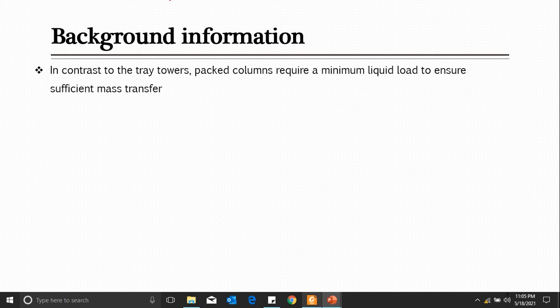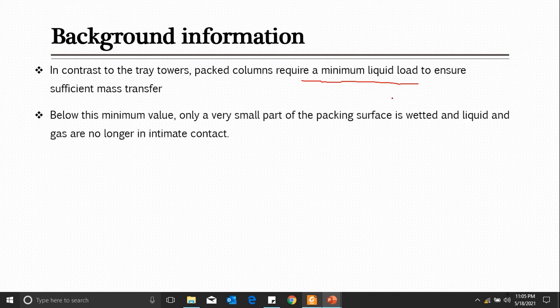When we look at these packed columns, in contrast to the tray towers, you will see that inside the packed column there is a requirement of minimum liquid load, or minimum liquid flow rate, that should always be there. The reason is that inside the packed towers, liquid flows on the surface of the packings, and on the surface of the packing, liquid and vapor come in contact with each other. That liquid flowing on the surface of the packing makes the packing wet.